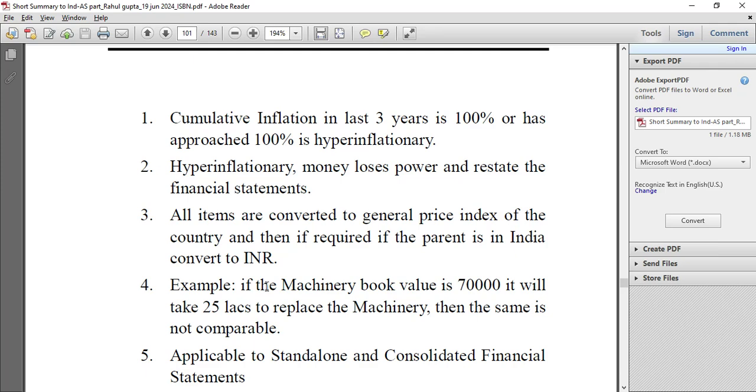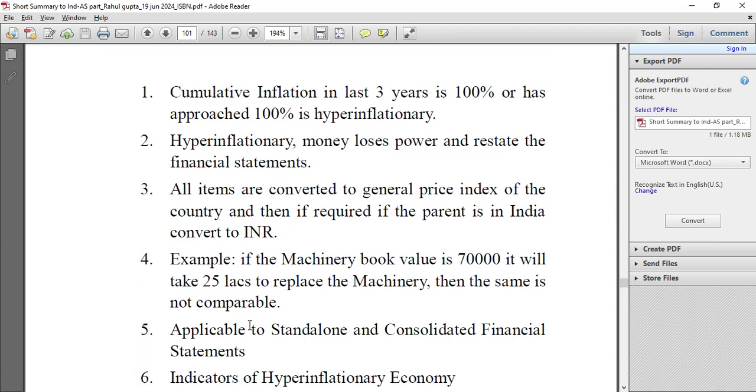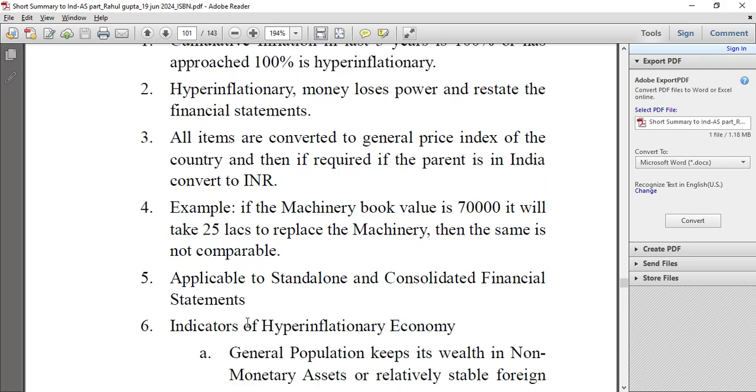Example: if the machinery book value is 70,000, it will take 25 lakhs to replace the machinery. Then the same is not comparable. This is applicable to standalone and consolidated financial statements.